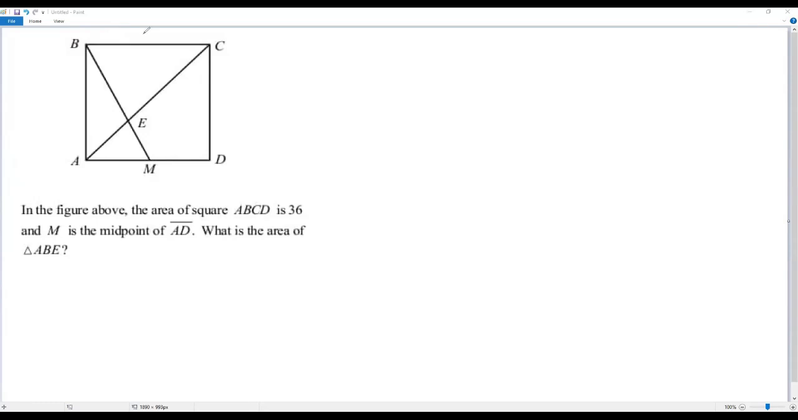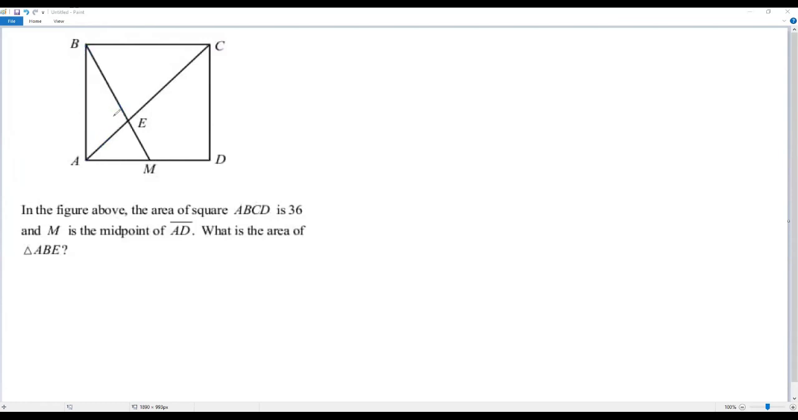Here we have a math problem. Okay, let's go to the question. In the figure above, the area of square ABCD is 36 and M is the midpoint of the line segment AD. What is the area of triangle ABE? Using the given information, we have to get the area of this triangle ABE over here.